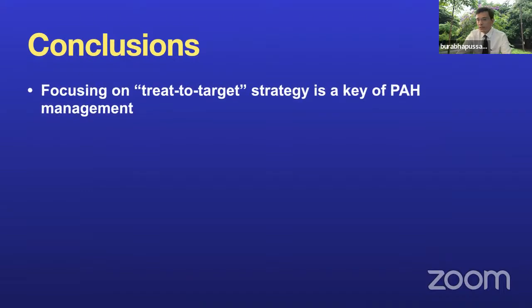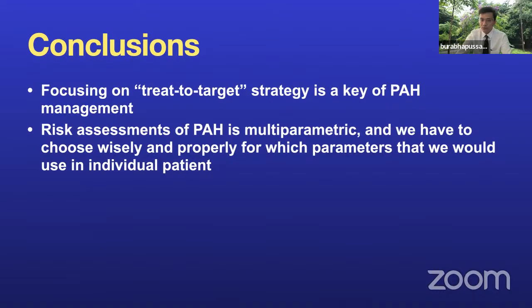I would say the first thing is that in the treatment of PAH, we need to focus on the treat-to-target strategy. We have a target at low risk, and we have to take our patients to that bar of low risk and keep them there as long as possible. To do so, we have risk assessment as our aim. But you know that risk assessment is multi-parametric and sophisticated to use, especially in the first assessment. So we have to choose properly and wisely, according to the facilities we have in the clinic, and also depending on the individual patient's status.